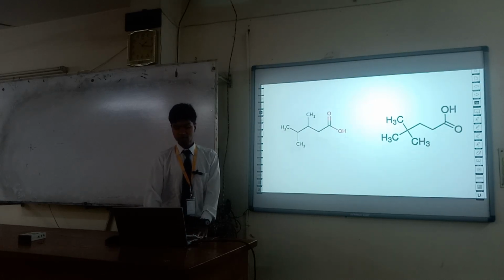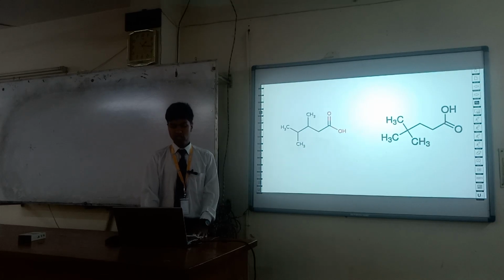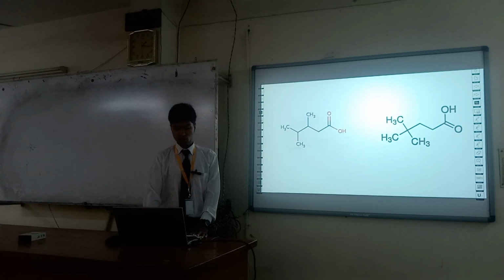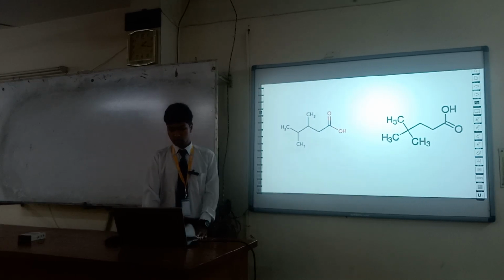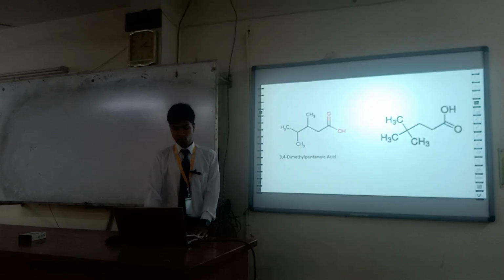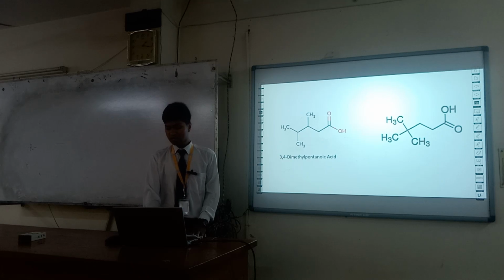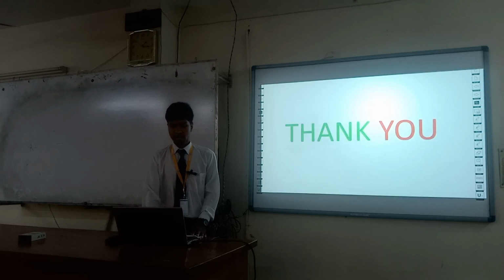Here we can see the complex compound. Here are the two substituents in the complex compound: methyl and carboxylic groups. In the position of 3 and 4, the carbon has two methyl groups and one position has one carboxylic group. So the name of the first compound is 3,4-dimethyl pentanoic acid and the second is 4,4-dimethyl pentanoic acid. Thanks everyone.